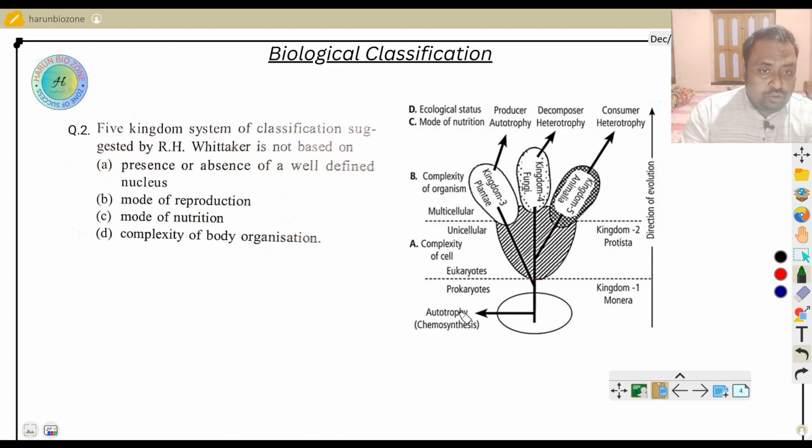Autotrophs, autotroph means they produce their own food. Some bacteria like Chlorobium, Chlorococcum, etc. produce their own food, but they are chemosynthetic. Chemosynthetic means they use chemical substances as a source of electrons.